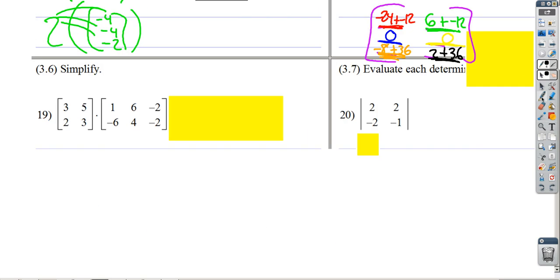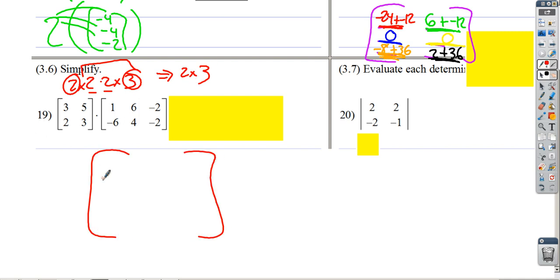Okay, this one right here, let's first verify that we can actually do it. Number 19, that is. This is a 2 by 2. This one has 2 rows and 3 columns. So because these numbers are the same, we can do it, and the new one is going to be a 2 by 3 matrix. Let me draw a blank matrix with 2 rows and 3 columns, just like that.